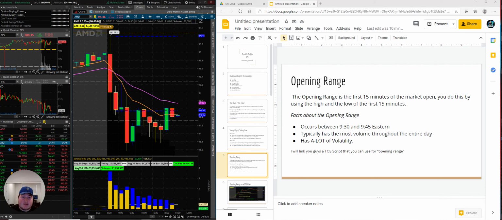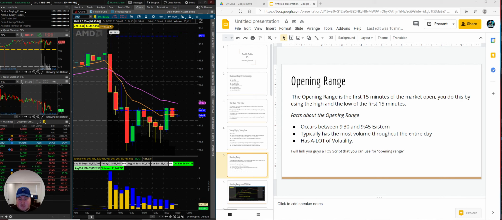Facts about the opening range. It occurs between 9:30 Eastern and 9:45. It typically has the most volume in the day, and is typically the most uncertain. That's why the opening range is the same thing to me as the opening drive, and it has a lot of volatility, meaning more volatility, more opportunity, more responsibility.